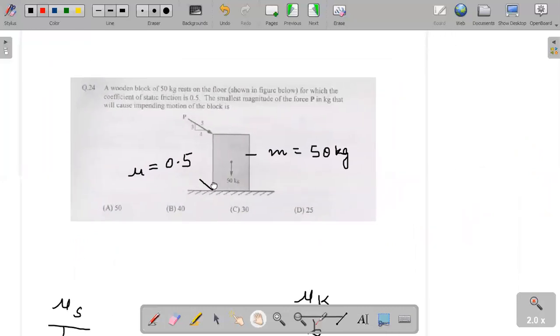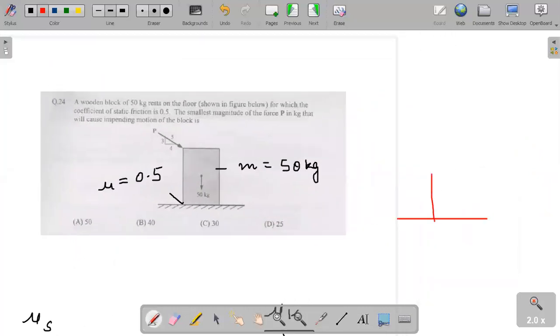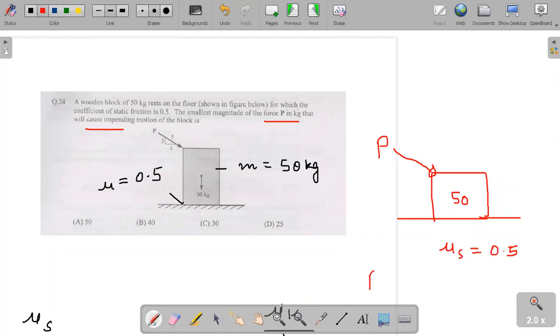In this question, simple बस block diagram बनाना. This is the P applied, okay. The smallest magnitude of P in kg that will cause impending motion in the block, means what should be the value of P such that this block will be in motion, and mu s is given as 0.5. That means P applied should be equal to the frictional force. Means friction force should be equal to P applied.